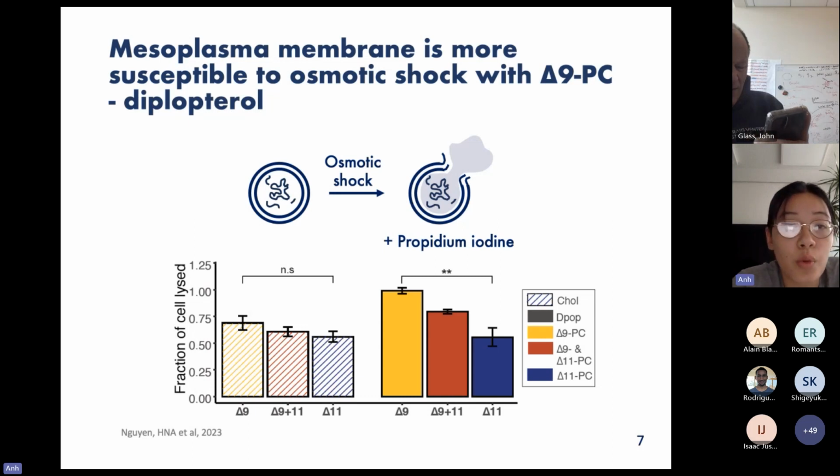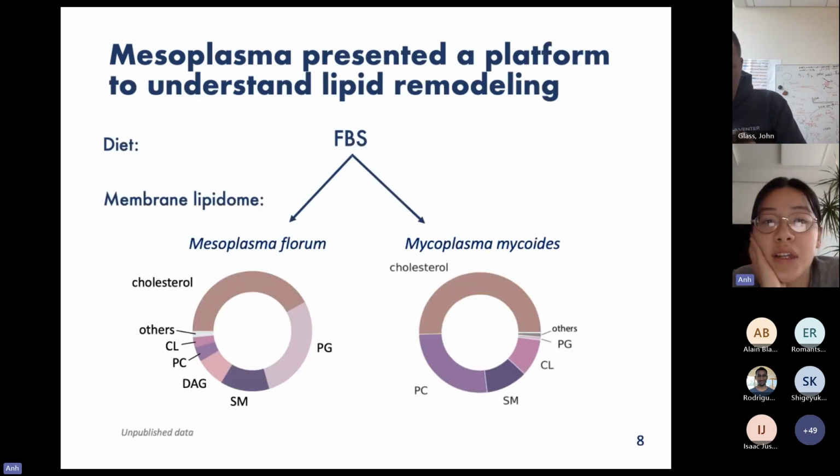So basically what we gain from here is that Mesoplasma as an organism has shown that if you feed it different lipids, you can control the membrane robustness and its sensitivity to osmotic shock. But if we flip the switch, we also see that Mesoplasma has a rule of its own.